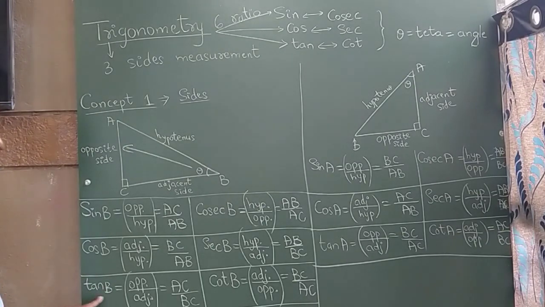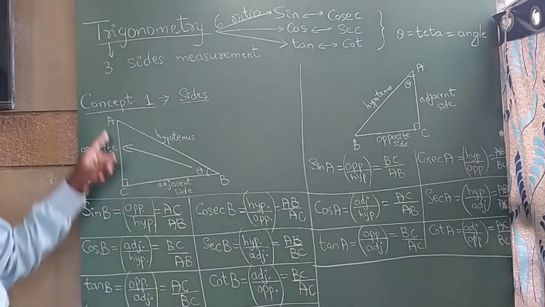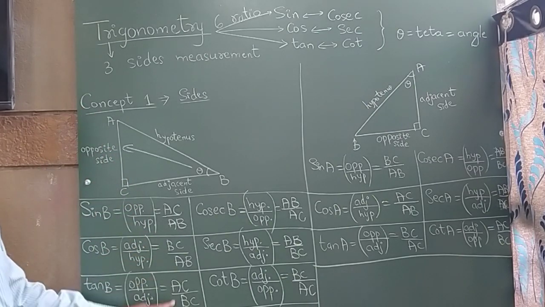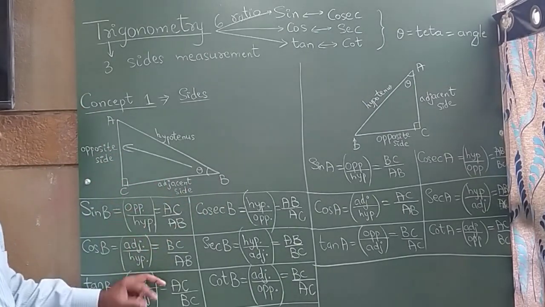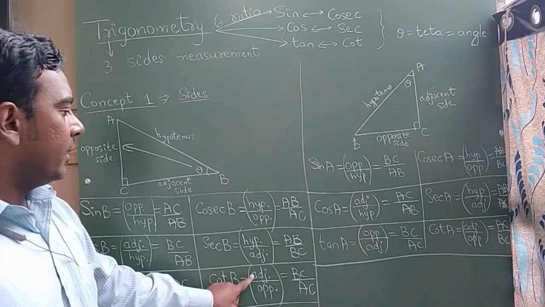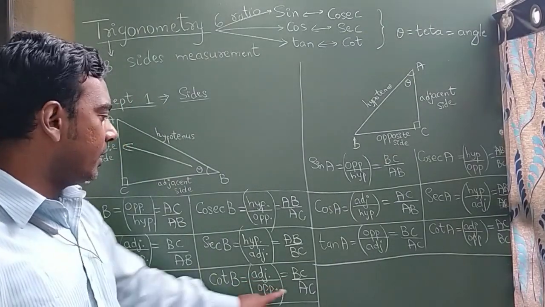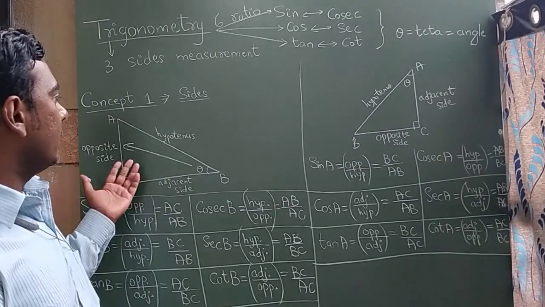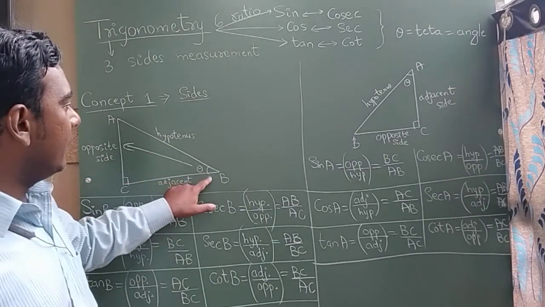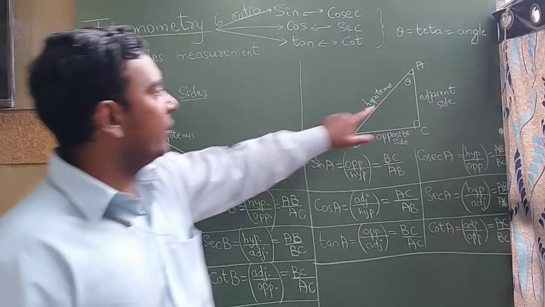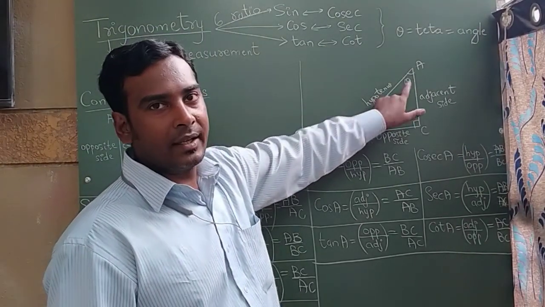Fine. Next is tan B. Opposite upon adjacent. So opposite is AC upon BC. Reverse of this is cot B. That is adjacent upon opposite, BC upon AC.